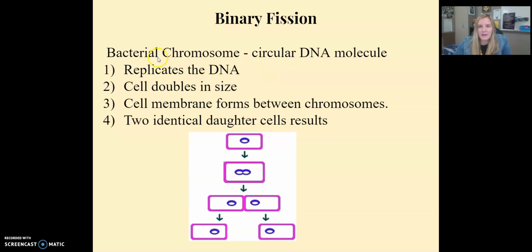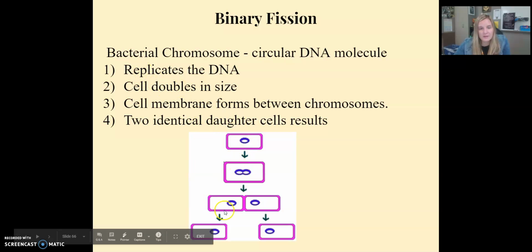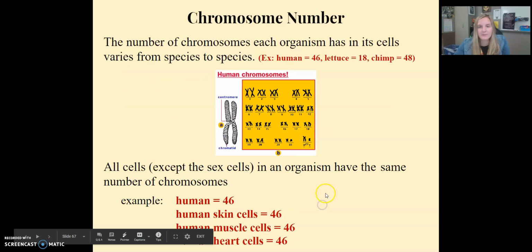It goes in a series of steps. So the bacterial chromosome is the circular DNA molecule in here. So in bacteria, it's in a circular form. The first thing that happens is the DNA replicates. The cell will then double in size, and the cell membrane will start to form in between the 2 chromosomes, and then finally 2 identical daughter cells will result, which creates 2 full organisms. Instead of just another cell in the organism, it's creating a whole new organism.